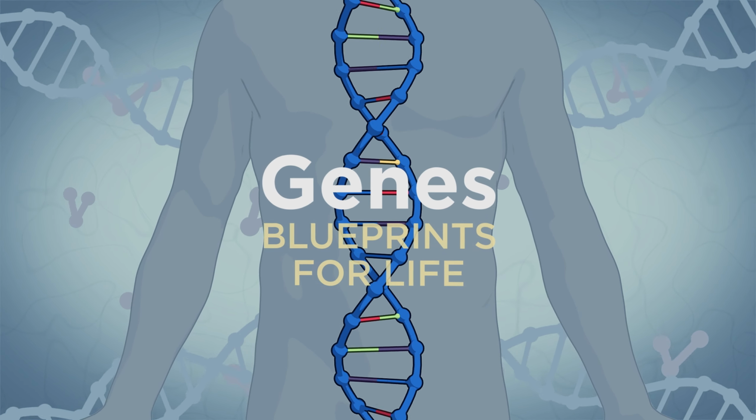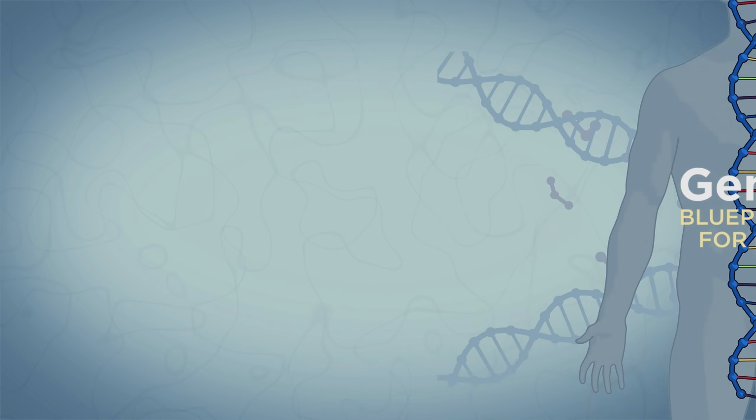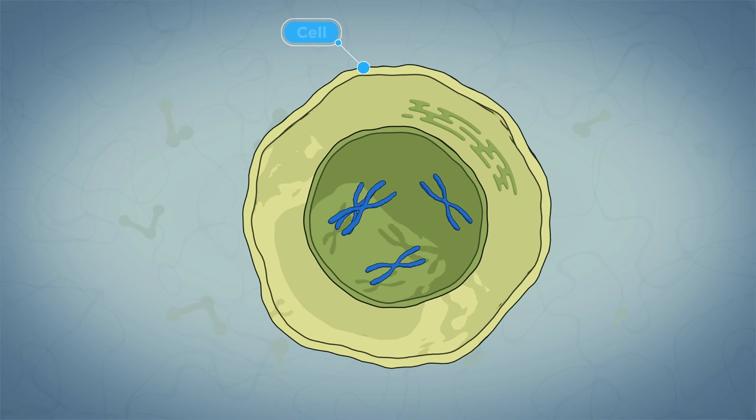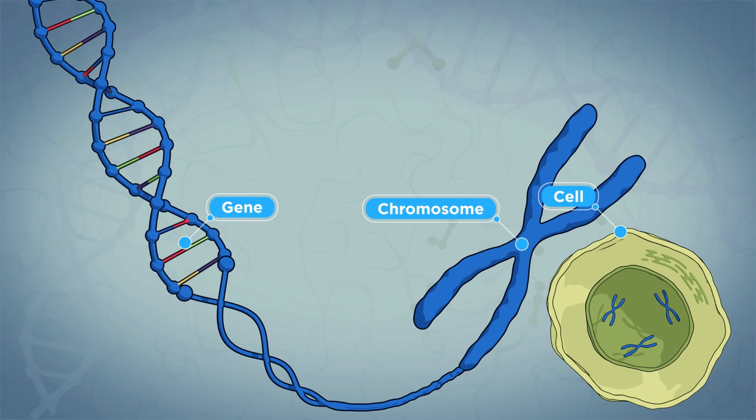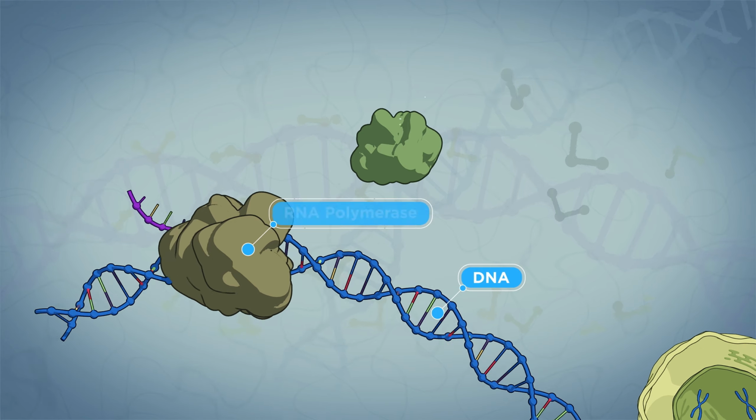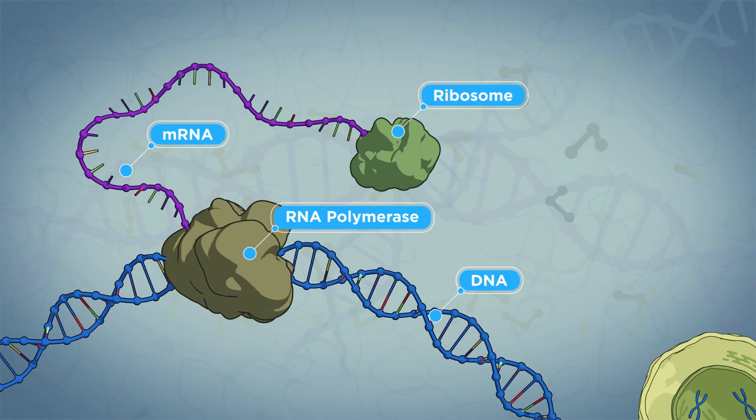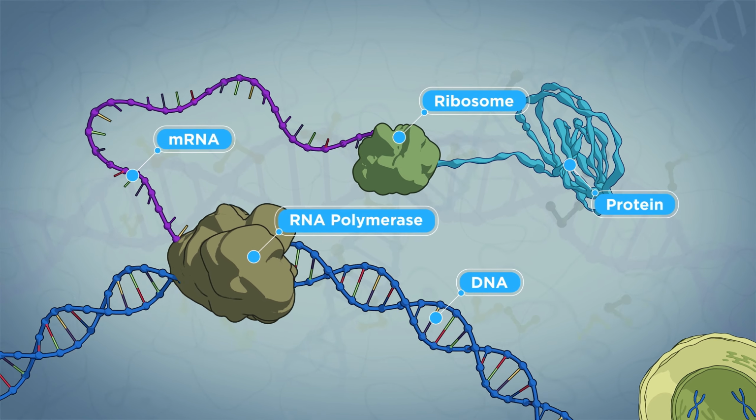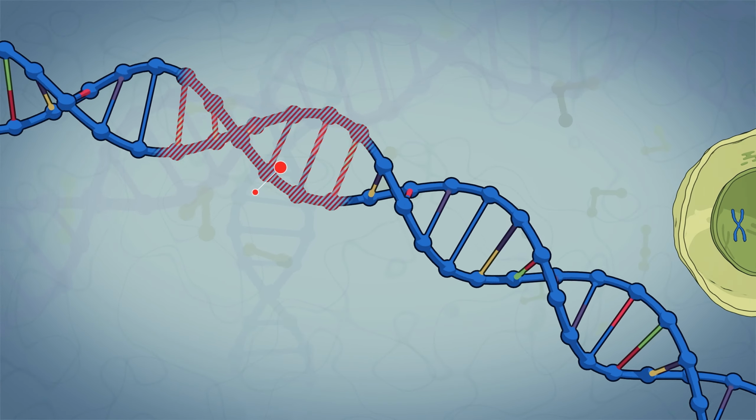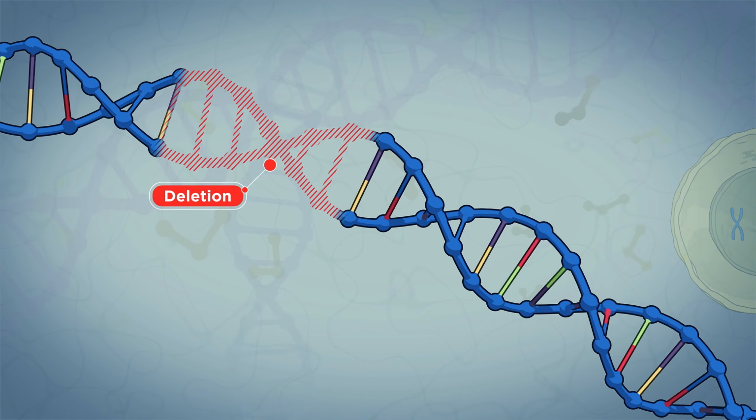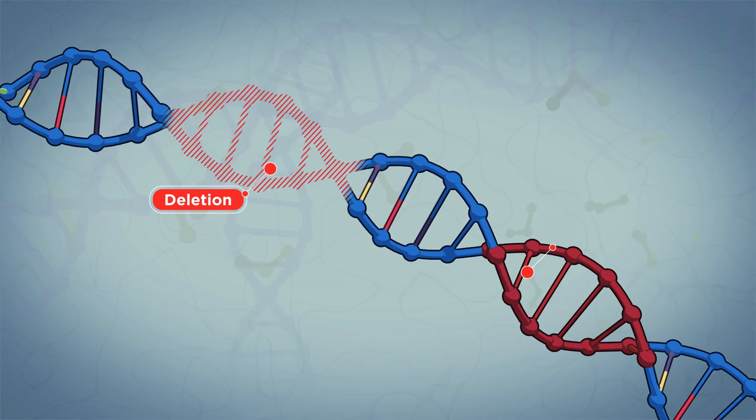So, what is AAV gene therapy? First, let's explore our genes, the body's blueprints. Genes are made up of specific pieces of our DNA. They provide the cells in our body with instructions for making the proteins that our bodies need to develop and function. Any change to the DNA in our genes can alter how our proteins are built and function.